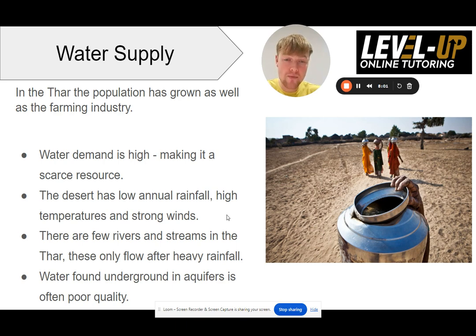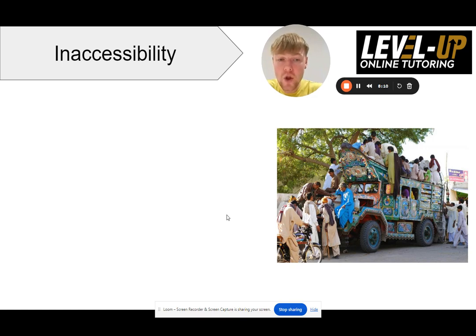So the stores of water we have got aren't particularly great. The option that we have for streams, rivers, rainfall, again, very limited around a particular time of the year. And then our third and final option is inaccessibility within the Thar Desert. So getting in and around the desert, as you would expect, is very, very challenging.